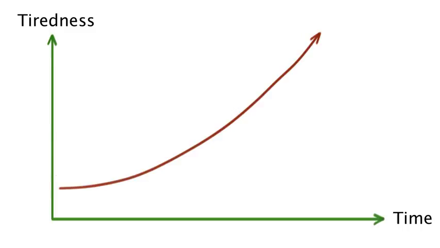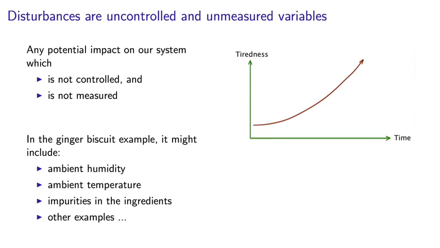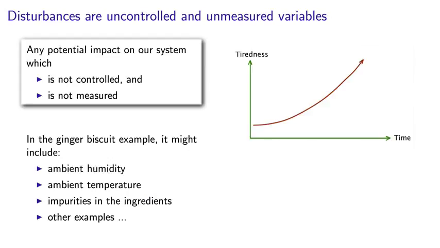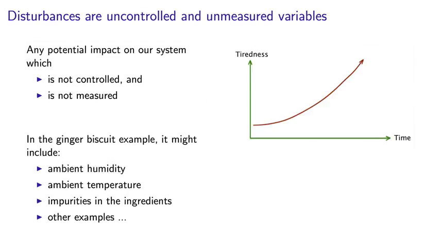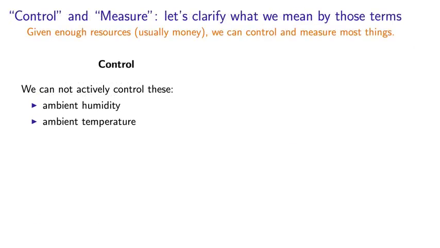But being tired will affect some of the outcome variables, such as texture of the biscuit, if I'm not mixing things properly. A disturbance is defined as something that you do not have control over and something that you are not able to measure. So tiredness is a variable in our system that we call a disturbance. It's uncontrolled and unmeasured.